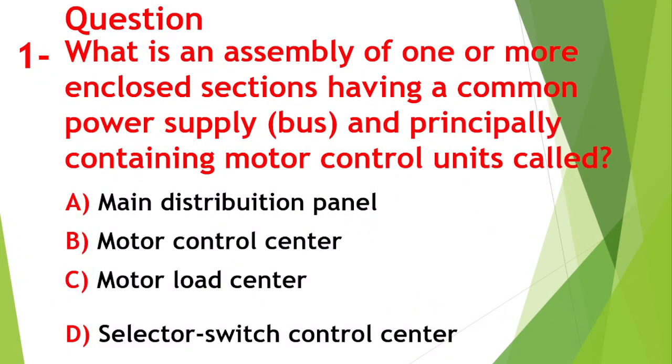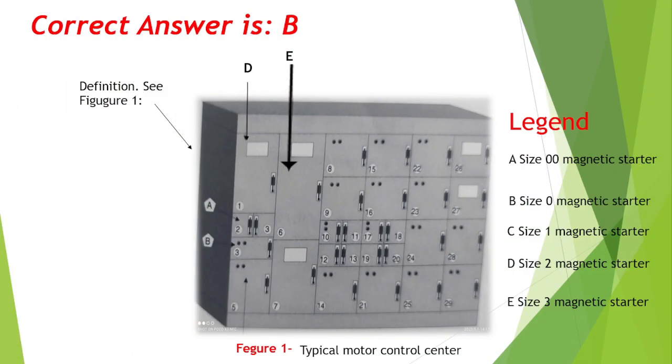Question number 1. What is an assembly of one or more enclosed sections having a common power supply, bus, and principally containing motor control units called? A. Main distribution panel. B. Motor control center. C. Motor load center. D. Selector switch control center. Correct answer is B. See the figure.